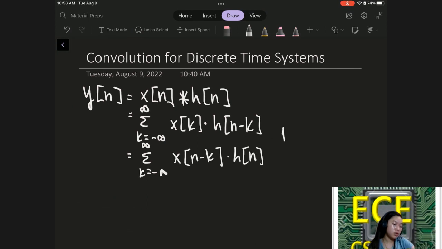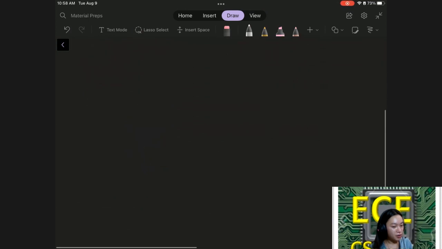So k here is a lag, and n is the index of your point, if that makes sense. Index. And so this will be more clear when I do the example. Okay, so example.